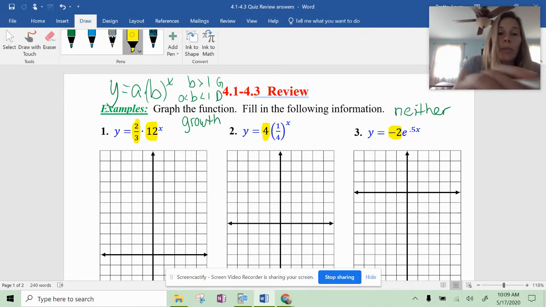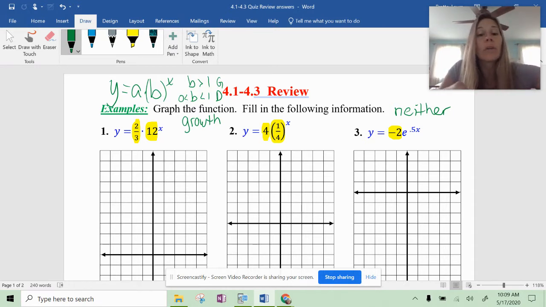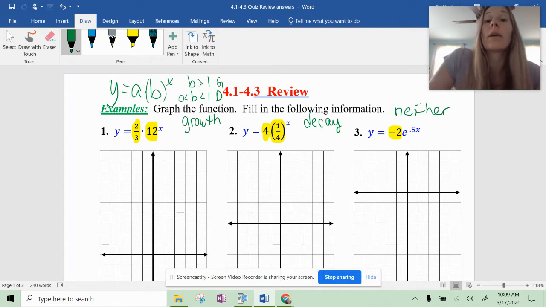Now when we look at number 2, we can see that the b value is a decay factor because it is less than 1. So this would be an example of decay. So make sure you can differentiate those different types of exponential functions. Now, in all three of these, there's no h or k values, so the parent function is really the function that's right there that we're going to graph.